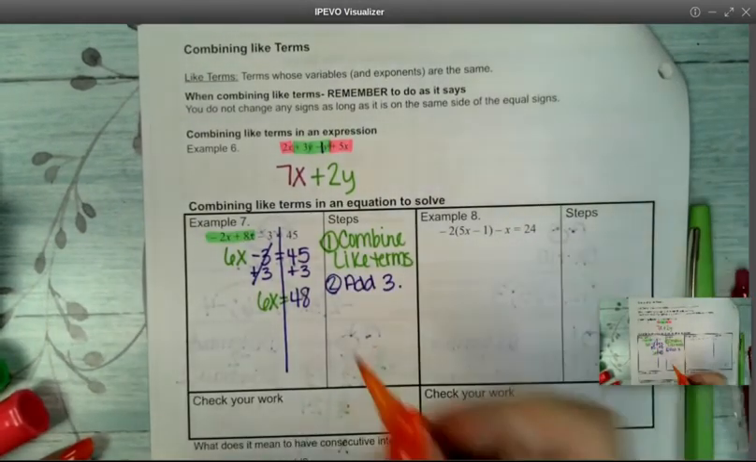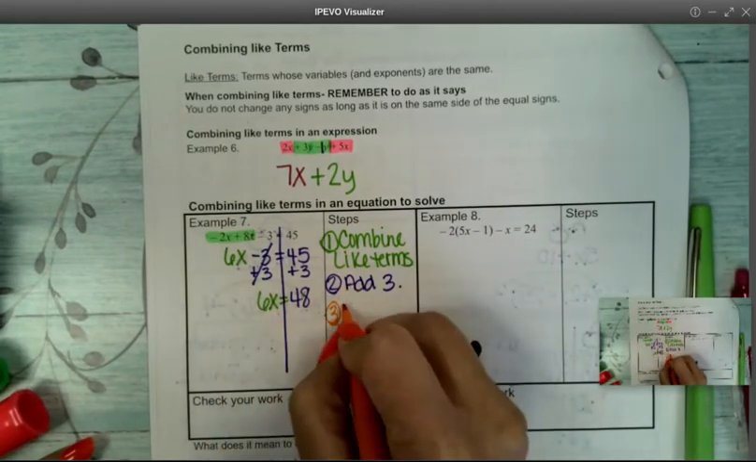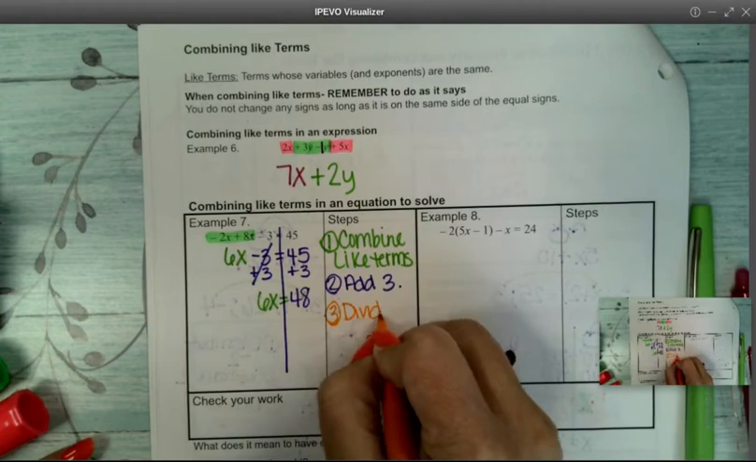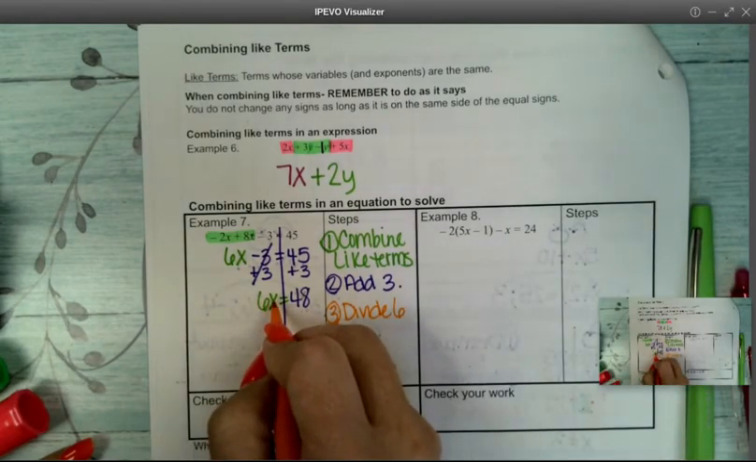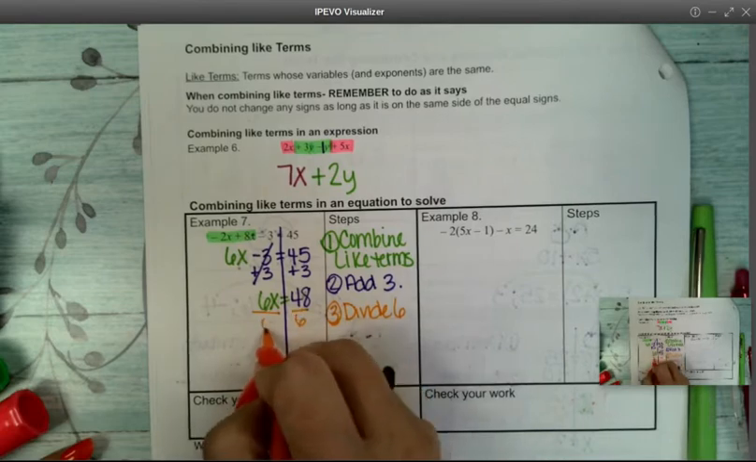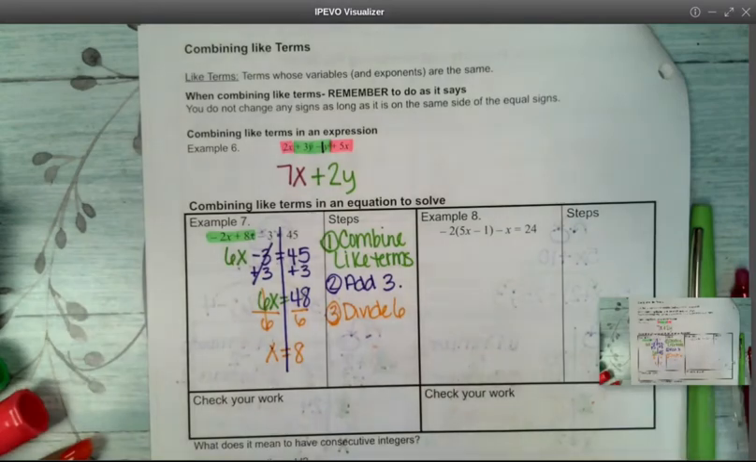Now, my next step is to get the x by itself because there's only one step left. And in order to do that, I'm going to divide by 6. The reason I'm dividing is because right now 6 is being multiplied by x. So I'm going to divide by 6 on both sides. That gives me x is equal to 8.